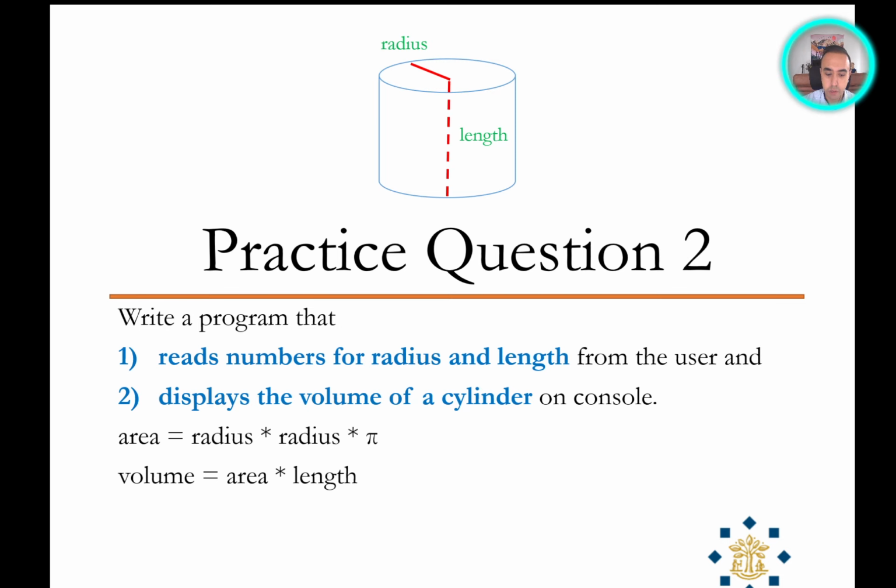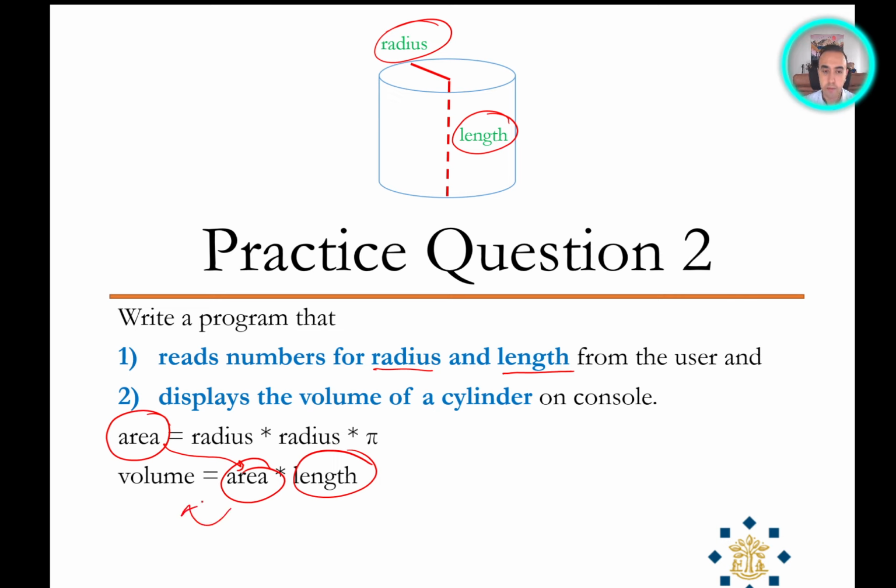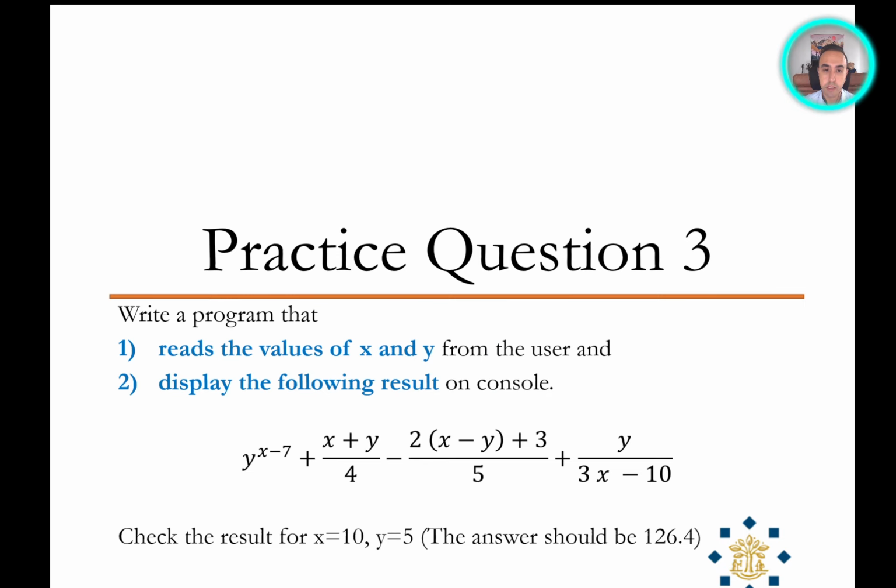So the second one is, you are going to write a program that reads numbers for radius and length from the user to calculate and display the volume of a cylinder. And how do you calculate the volume? You first calculate the area, and then multiply the area by the length to get the volume. Okay. So this is the second exercise.